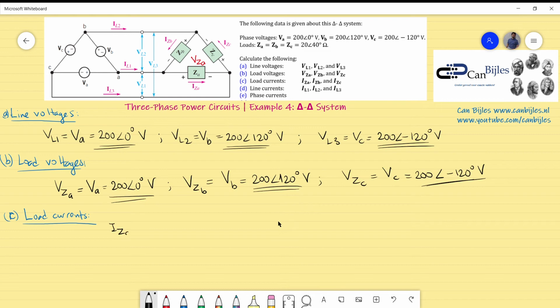So IZA will be VZ of A divided by ZA, which is 200 phase 0 degrees divided by 20 phase of 40 degrees. So if you do the math, you will get 10 phase of minus 40 degrees, and this will be in amperes.